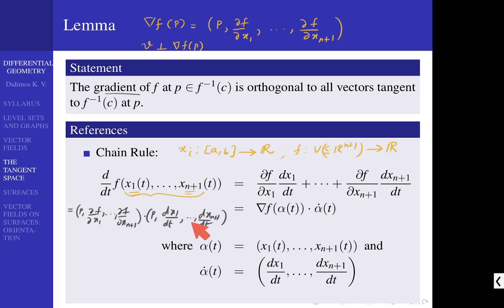By the definition of the dot product, you can write this as del f of alpha of t dot alpha dot t. Here alpha of t is x1 of t through xn plus 1 of t, and alpha dot is a vector at alpha of t. At the point alpha of t, it assigns the vector dx1 by dt, etc., dxn plus 1 by dt. In fact, this is the velocity vector of alpha, and alpha dot represents the vector part of alpha. So you should be careful about this. You need not write it like this; you need to write p comma dx1 by dt, etc.